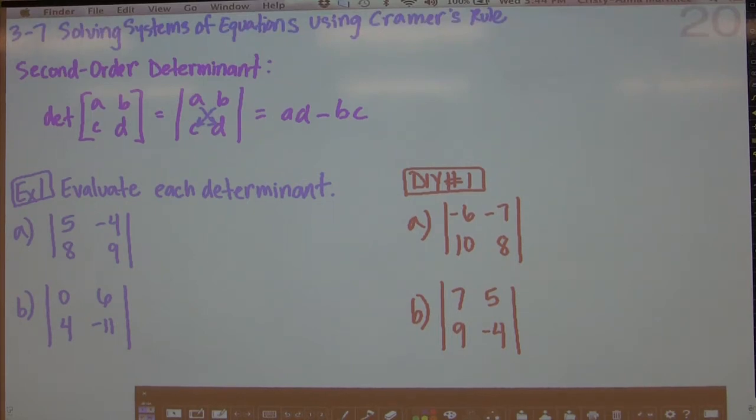Hi there, this is 3-7, Solving Systems of Equations Using Cramer's Rule. And this is a video for Algebra 2. And so before we get started, like it says, we are going to be solving systems of equations. And we did that at the beginning, 3.1 through 3.4 or so. And then we learned about matrices and how we could multiply those, add those, and whatnot.